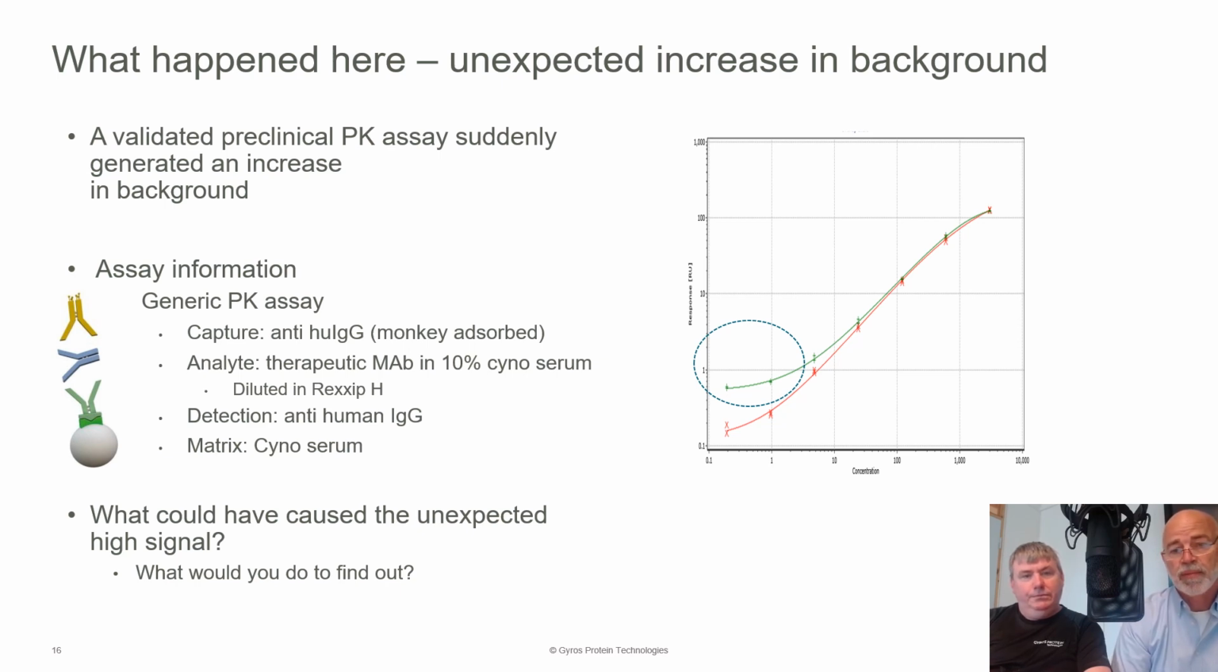It's a therapeutic monoclonal antibody, I would assume a human, and they're diluting it in Rexif-H. The detection is an anti-human IgG, and the matrix is cyno serum. So what could have caused the unexpected high signal? What would you do to find out?